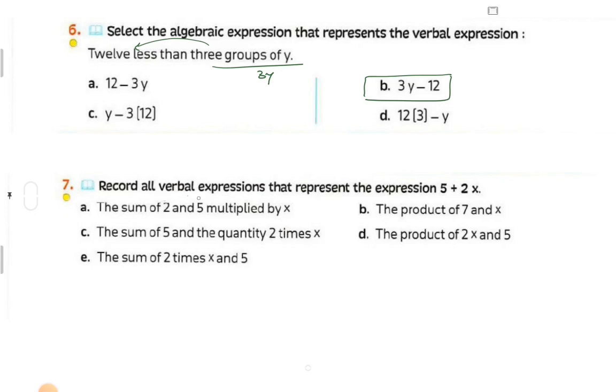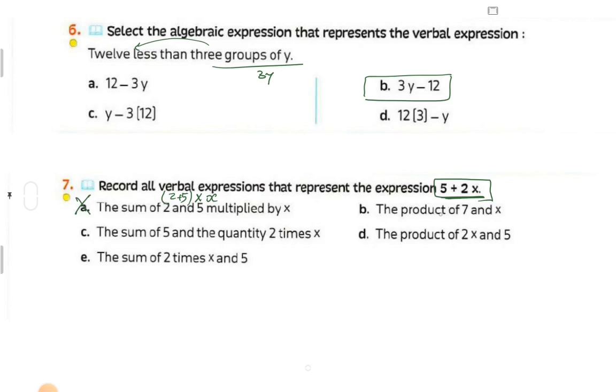Record all verbal expressions that represent the expression 5 plus 2x. All of these verbals represent that algebraic expression. Just choose the right statement. Okay? Sum of 2 and 5 multiplied by x. Not here. Sum of 2 and 5, it means 2 plus 5, multiply x. Is that right? No. Don't choose.